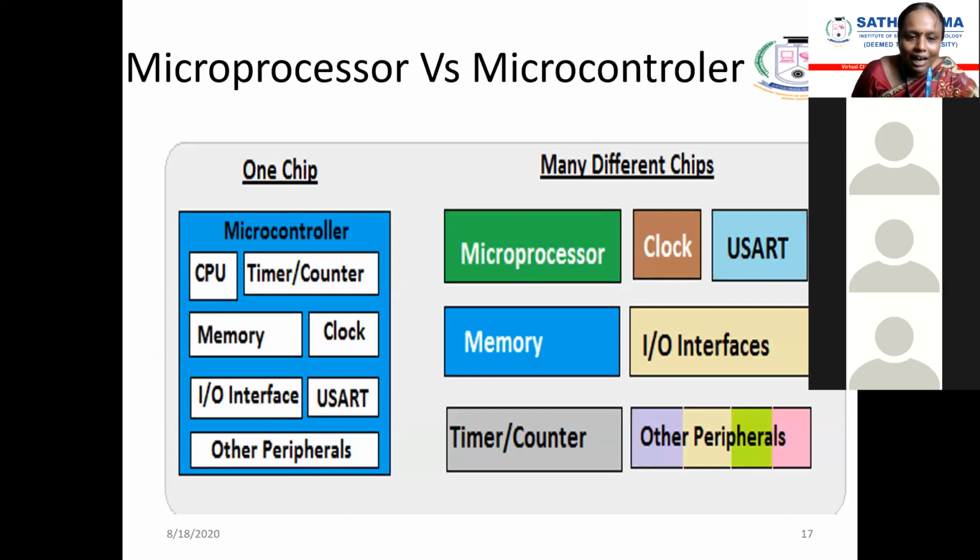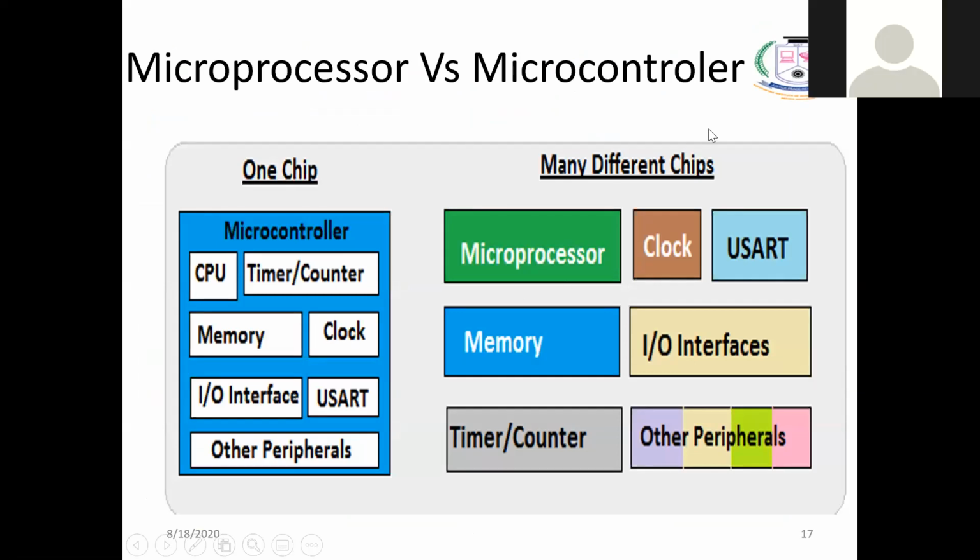Students, one more diagram I'm specifying: microprocessor versus microcontroller. You see, one single word is differentiating microprocessor and microcontroller. For a microcontroller, I need only one chip to do all my operations. But for a microprocessor, for each and every operation, I need a different chip. That is the single word I can differentiate the microprocessor and microcontroller.